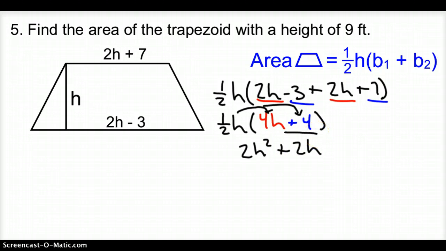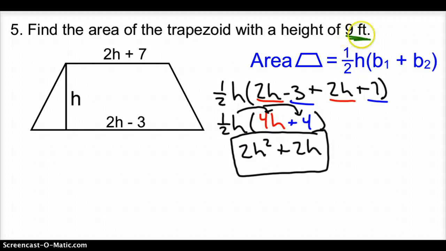So now this is our formula, but is that the answer? We have to make sure we found the answer. It says find the area of a trapezoid with a height of 9. No, this is not the answer. We have one more thing to do. It says height of 9. What do we have to do with this 9? Well, we have to plug it in for this h and that h.